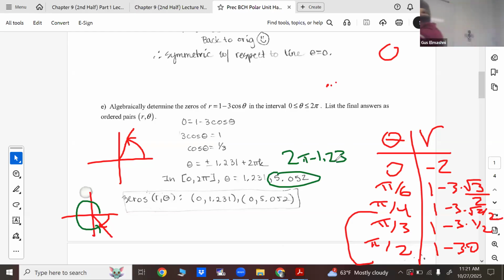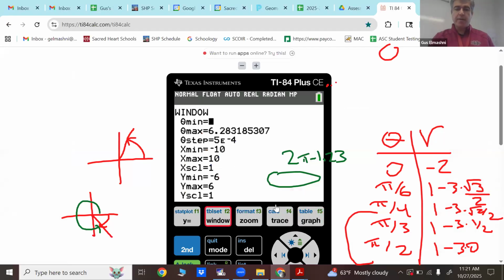Now, 1.23 is definitely between these two values. That makes sense because the r value of pi over 3 was negative 0.5, and the r value of pi over 2 was 1. I do expect 1.23 to be between those. So what it means is that the curve is touching the pole, which is like the origin, the middle. It's touching at 1.23.